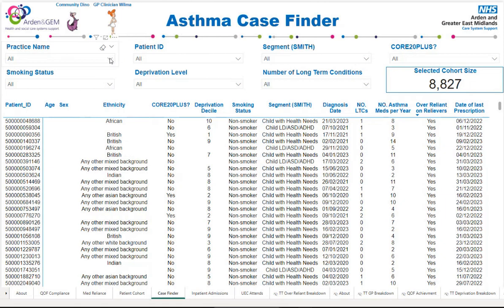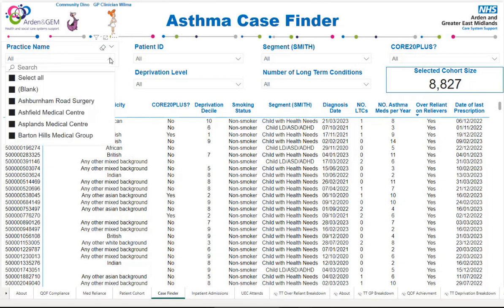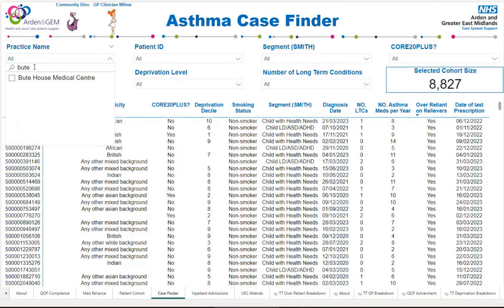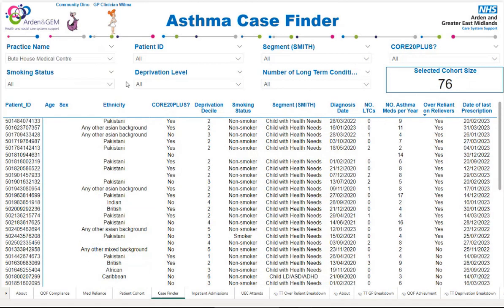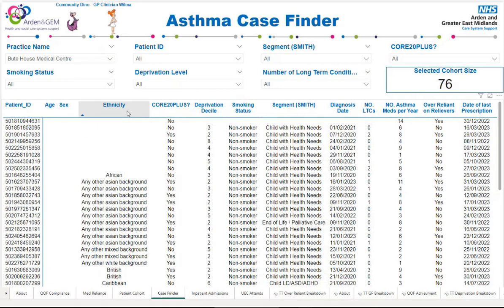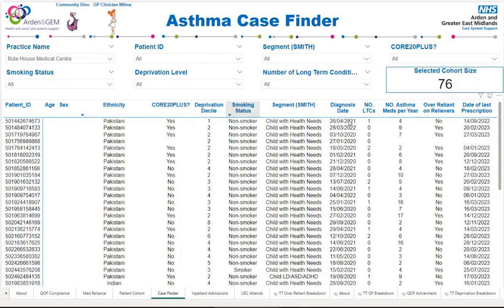So what we can look at, we did identify that Butte practice had a very high prevalence of over-reliance. So if we can just search for Butte. This is our asthma cohort. So we've got 76 patients within it. We can order any of these columns as well. So if we wanted to order by ethnicity, we can do that just by clicking on the column header.